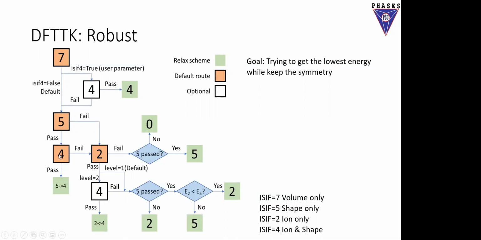Of course, if 4 failed, we will run ISIF equal to 2. If 2 passed, we will compare the energy of the 5 and the 2, and whichever energy is lower, we will use that one. Of course, we can have some other settings, such as ISIF 4 equals true. If this is true, it will run 7 to 4, and this is the scheme for the previous DFTTK. After this, it is probable to get the lowest energy while keeping the symmetry.